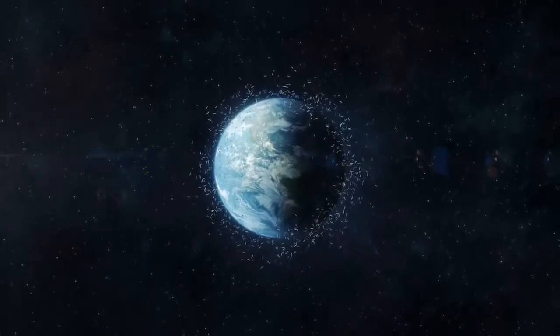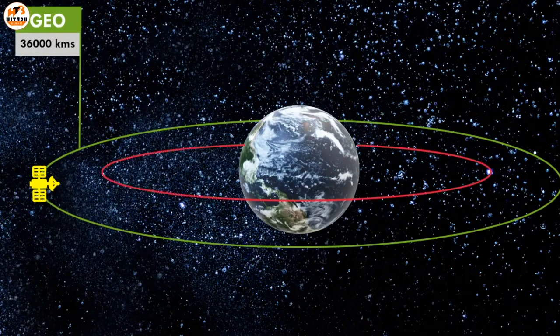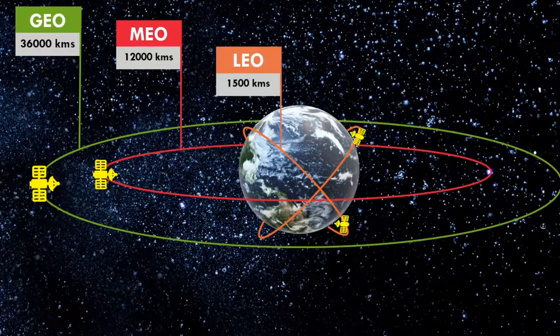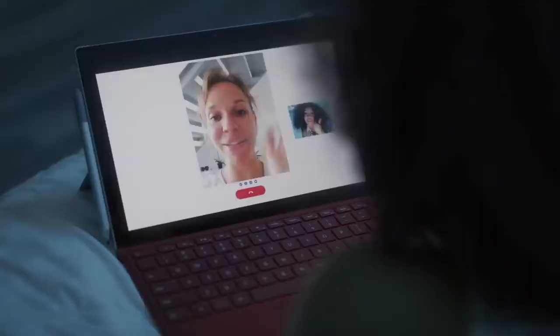Artificial satellites are launched into space to operate in either low Earth orbit, medium Earth orbit, or geostationary Earth orbit. They can have various applications depending on the orbit in which they operate. In the rest of this video, we will be focusing on the GEO orbit.